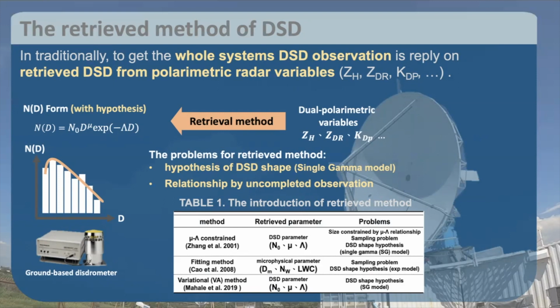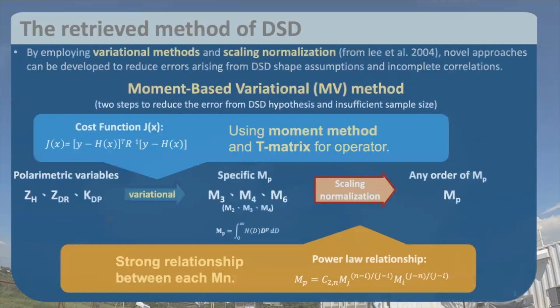And another is that the relationship is generated by the incomplete observation by the ground-based disdrometer. So to avoid these two problems, we developed a new technique we call a moment-based variational method.